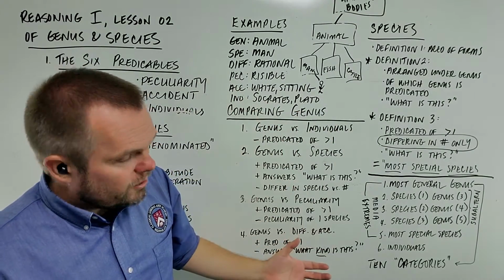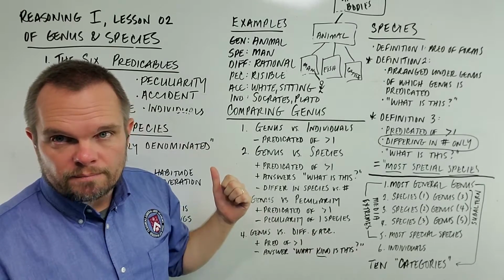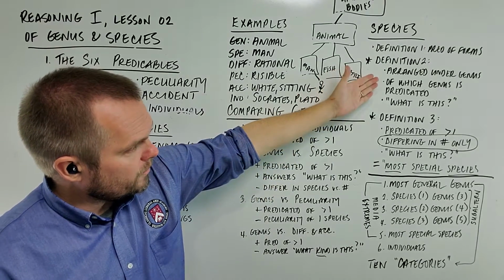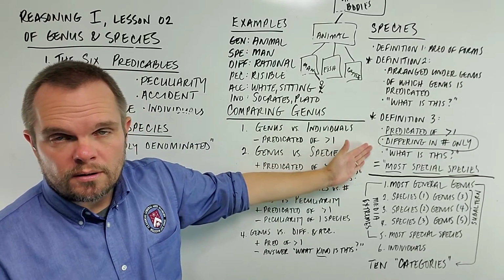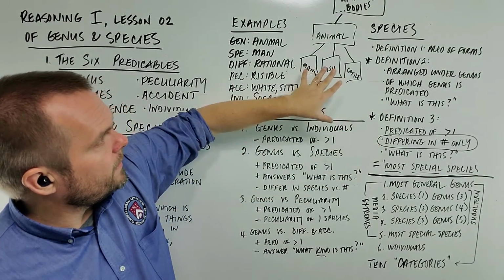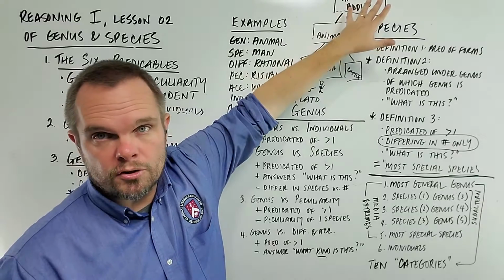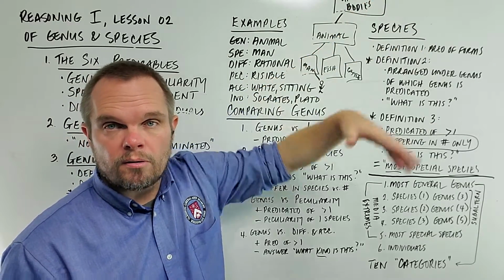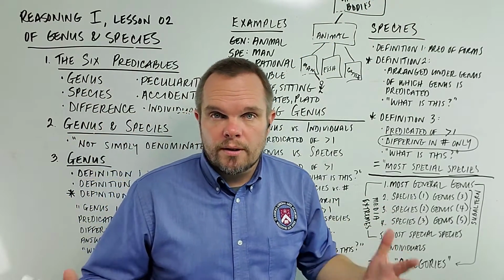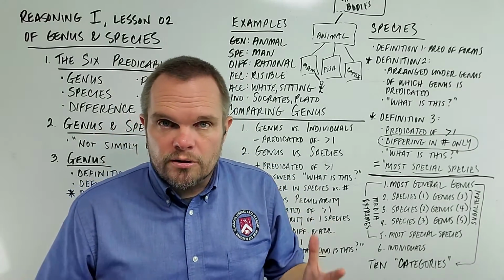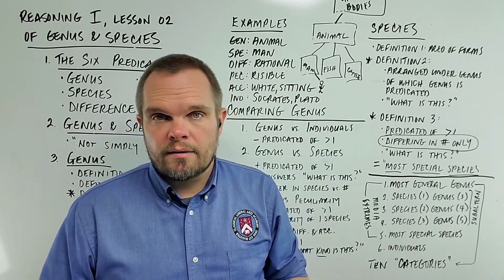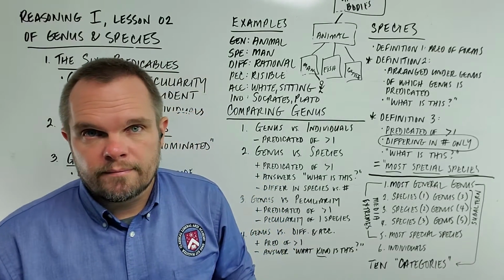If you understand what genus is with the true definition, and you understand what species is in both of these two definitions, you can then understand the Tree of Porphyry, which is the key to understanding Aristotle's Categories, which is the first book of the art of classical reasoning. Okay?